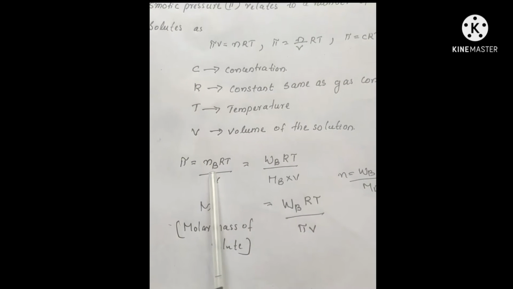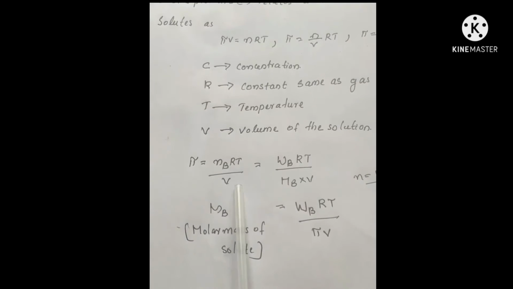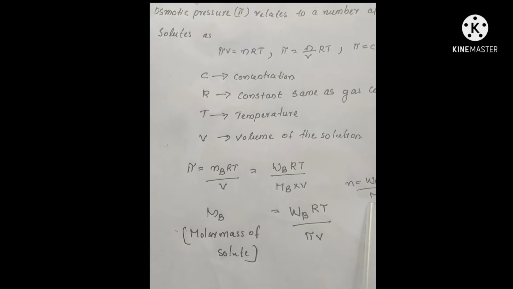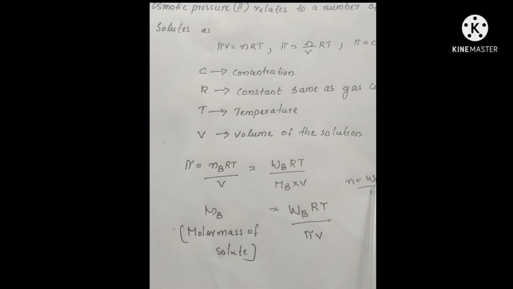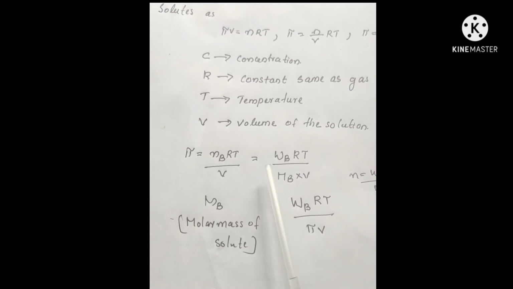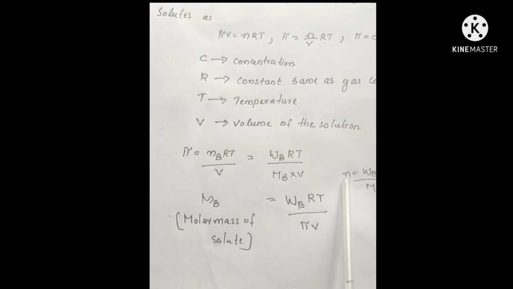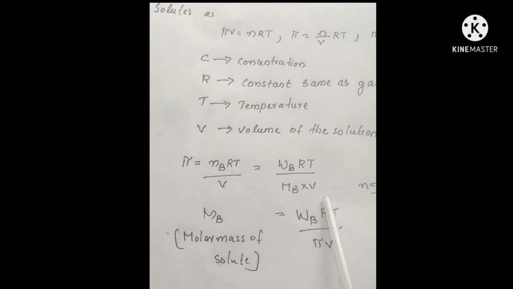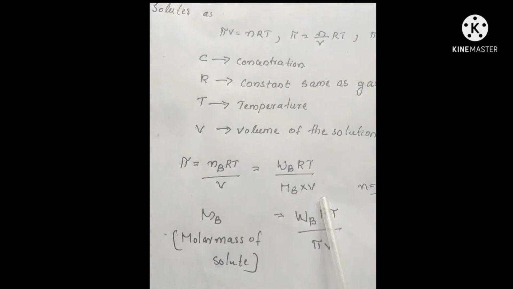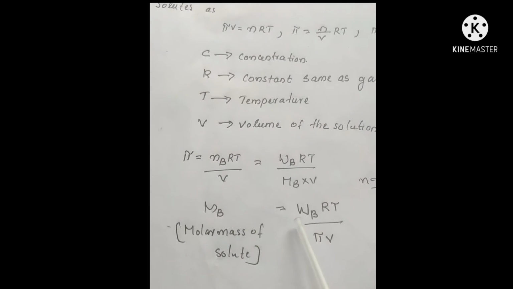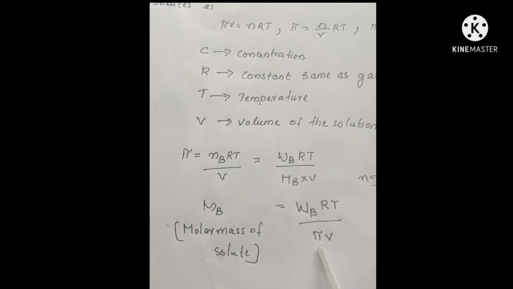Pi equals nB RT divided by V. nB equals WB divided by MB. Here WB is the mass of the solute and MB is the molar mass of the solute. Then substituting the value of nB, we get pi equals WB RT divided by MB into V. If we know all other values, we can calculate the observed molar mass of the solute. That is, MB equals WB RT divided by pi V.